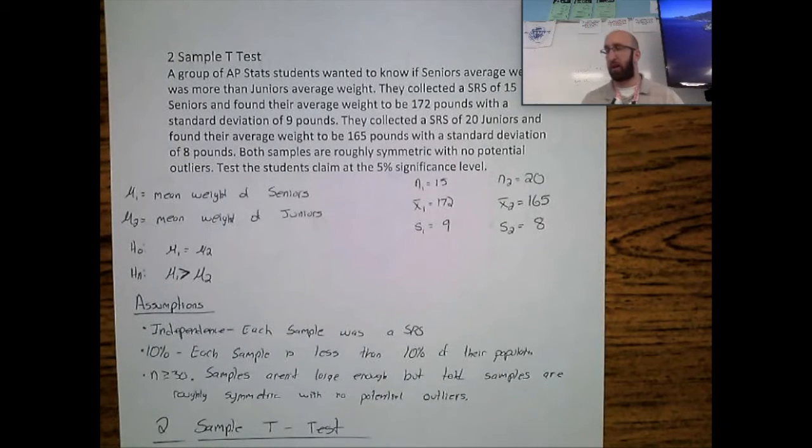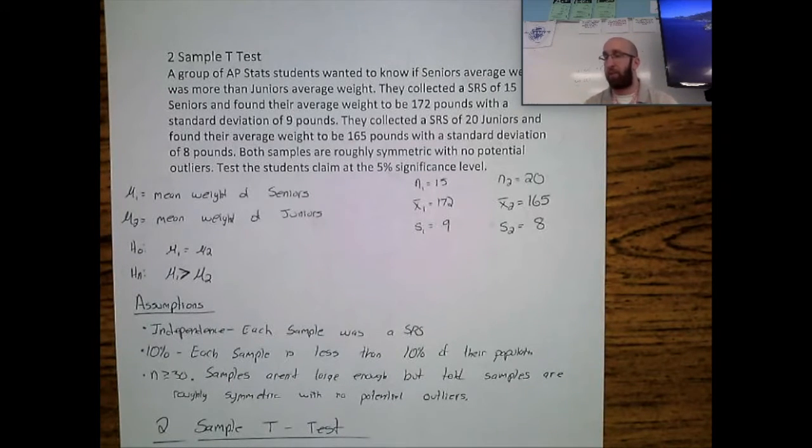So a group of AP Stats students wanted to know if seniors' average weight was more than juniors' average weight. They collected a simple random sample of 15 seniors and found their average weight to be 172 pounds with a standard deviation of 9 pounds. They collected a simple random sample of 20 juniors and found their average weight to be 165 pounds, standard deviation of 8 pounds. Both samples are roughly symmetric with no potential outliers. Test the students' claim at the 5% significance level.